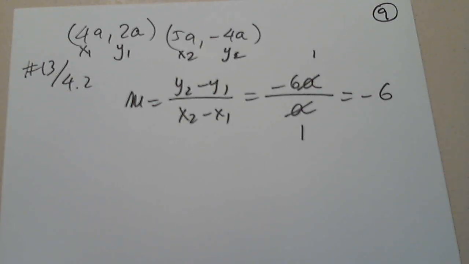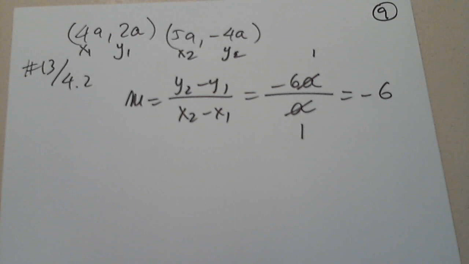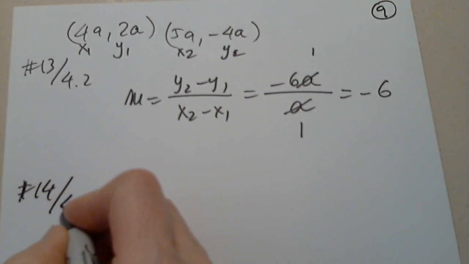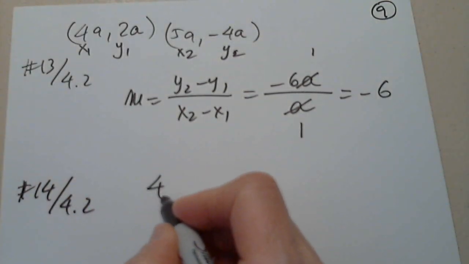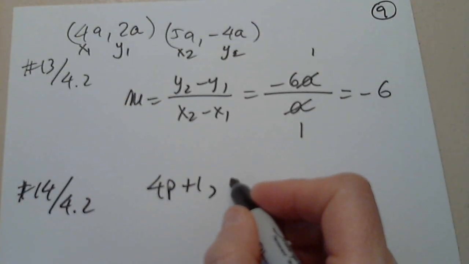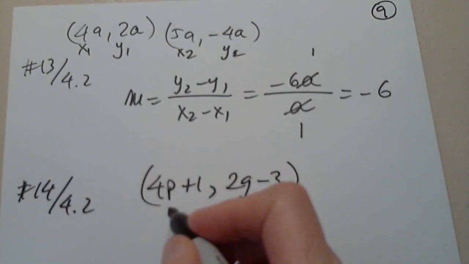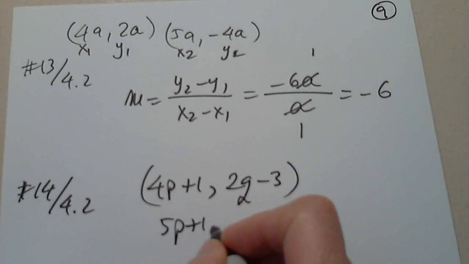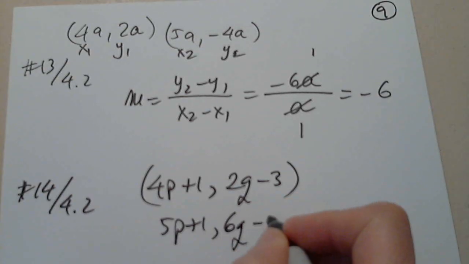Okay, the same thing here. Let me know if you want to work on this one. Look at it carefully and say yes or no. Yeah. Very good. Awesome. So this is number 14 on 4.2, and we have 4p plus 1 comma 2q minus 3, and the other ordered pair 5p plus 1, 6q minus 3.